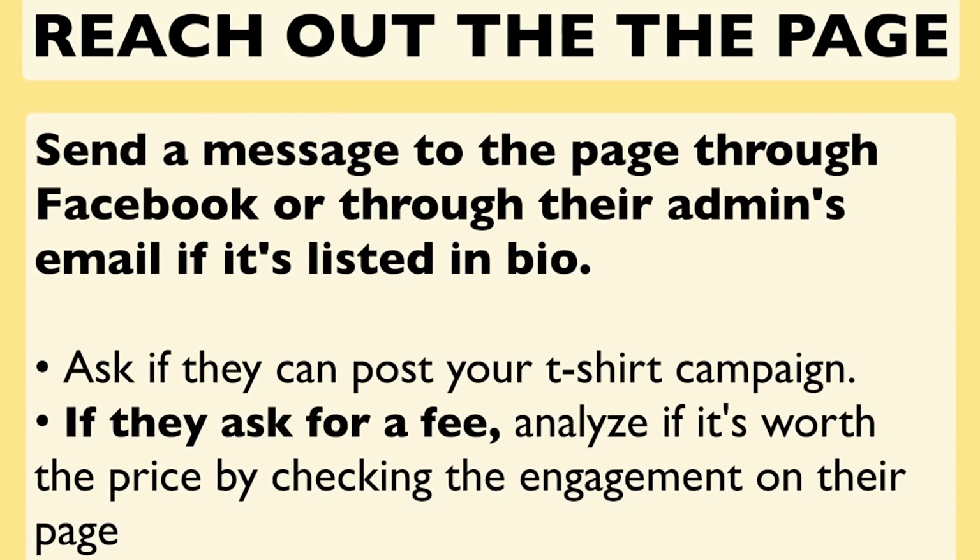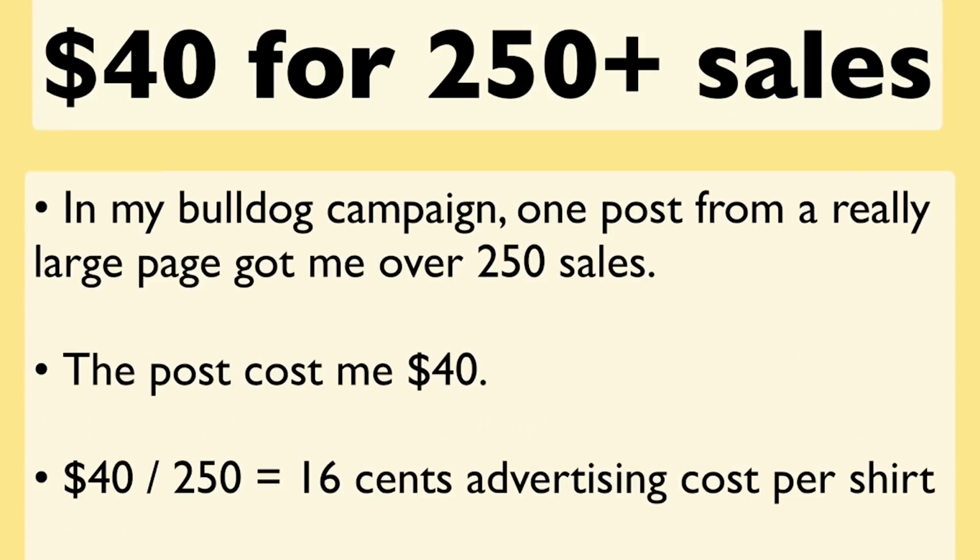After you find these pages, you just send them a message either through Facebook or through their website if they have it listed in their bio, and you ask them if they could post your shirt or if they could work out some kind of deal with you to post it. And that's basically it. It's a small secret, but it's a thing that a lot of people still don't do. With my Bulldog shirt, I found a really big Bulldog fan page to post my shirt for $40. It might seem like a lot, but that single post got me over 250 sales, which, if you do the math, means I only paid 16 cents for each shirt I sold.